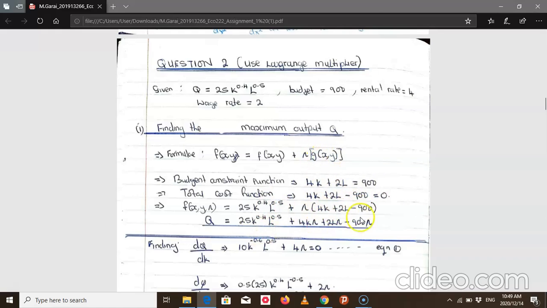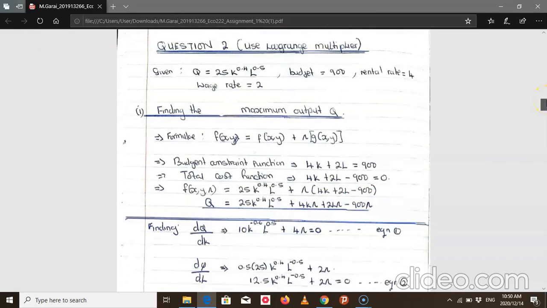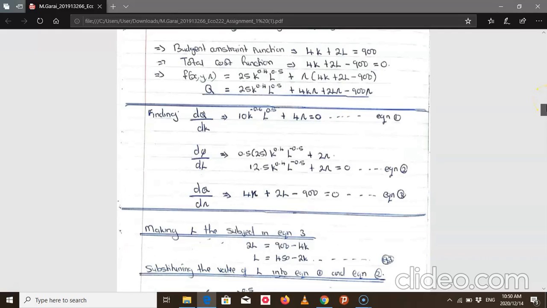Then you solve, it's not solving, it's simplifying. You simplify, then you get Q squared 25K. Lambda we multiply by 4K, lambda by 2L, lambda by 900, minus lambda. Then now you've got a function. But what we need now is dQ with respect to K, because now we've got L, K, and lambda. You differentiate Q with respect to K, with respect to L, with respect to lambda. So dQ over dK, you get this one, dQ over dL, you get this one, dQ over dlambda, you get this one. Then you've got three equations, 1, 2, 3, right?